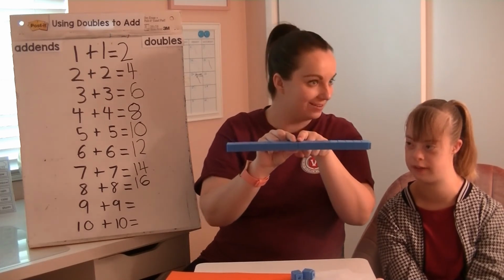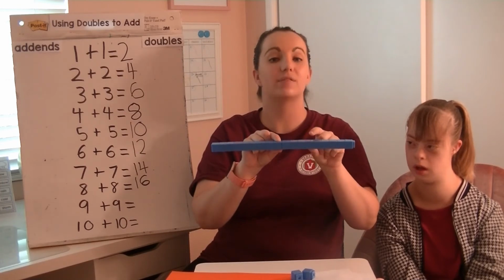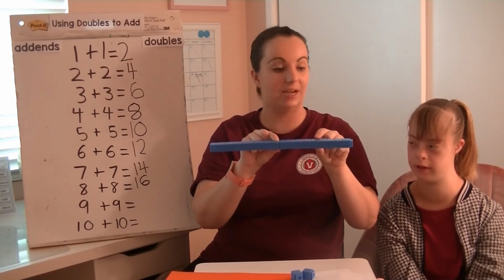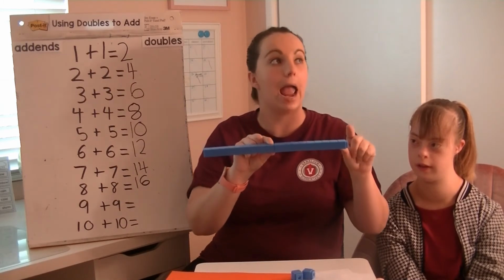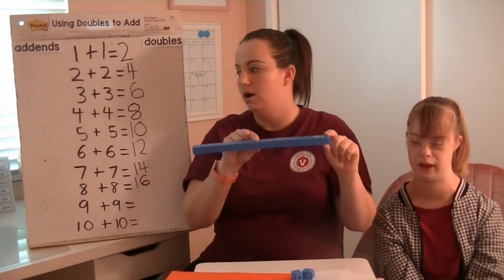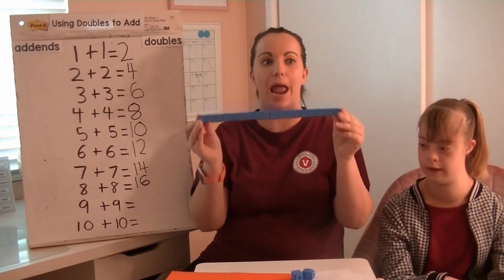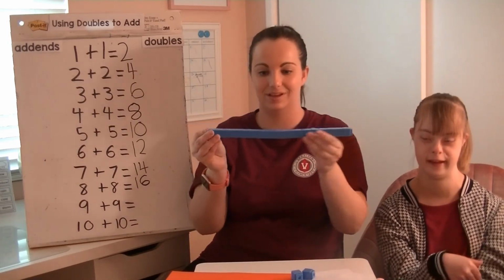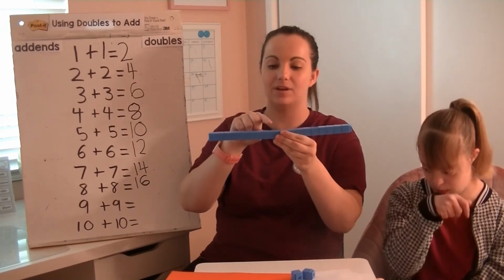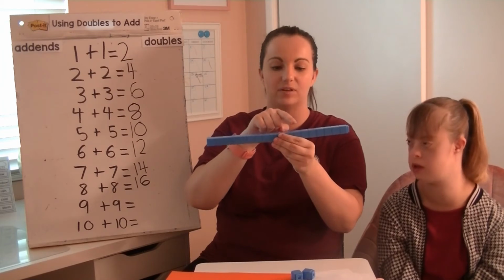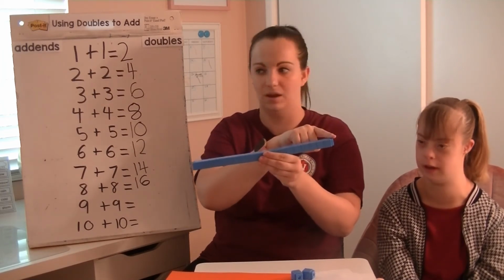10. Gotta be careful. 11, 12, 13, 14, 15, 16, 17, 18. 18. Oh my goodness. 9 plus 9 equals 18. 18. 1, 2, 3, 4, 5, 6, 7, 8, 9, 10, 11, 12, 13, 14, 15, 16, 17, 18.